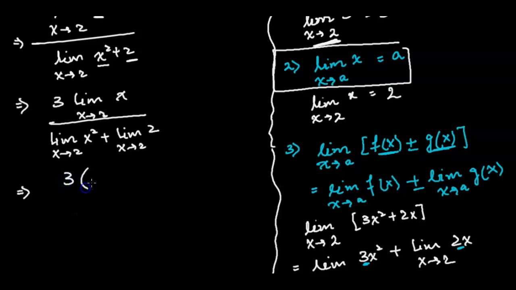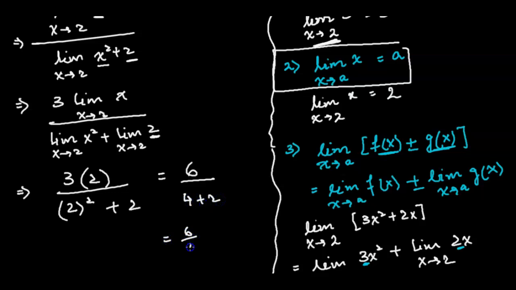We have 3 constant outside, so we would have 3 times 2. This is limit x approaches 2 for x squared, so we're going to do direct substitution and we get 2 squared. This is the first property where you're supposed to find the limit x approaches 2 for a constant, and the rule says it's the constant itself. The final answer that we get is 3 times 2 is 6, divided by 4 plus 2, which is 6, divided by 6, that's 1. And this is the solution for this limit.